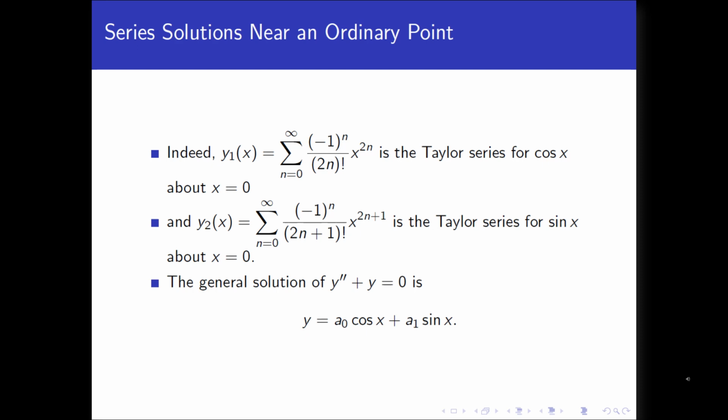All in all, the general solution of y double prime plus y equals 0 is given by the linear combination of cosine of x and sine of x as expected.